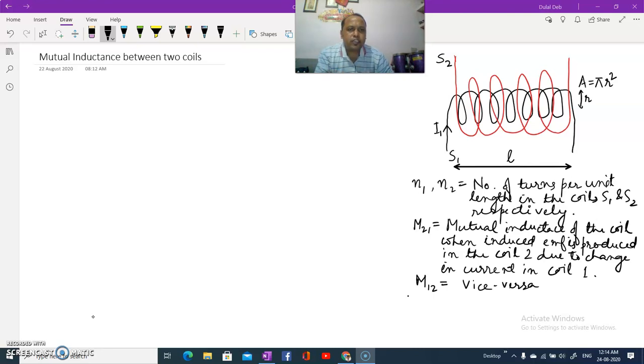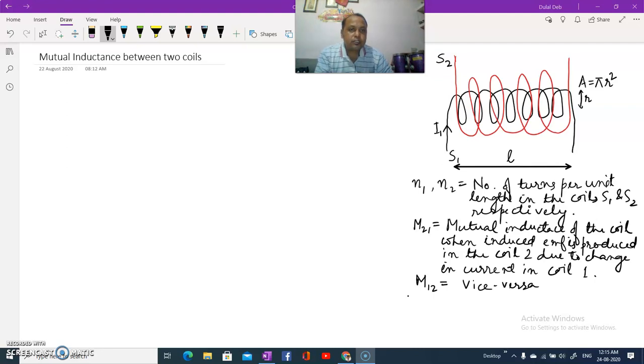First we are going to consider that current I1 flows through S1 and changes, because of which induced EMF is produced in S2. And in the second case we will consider current I2 flowing through S2 and changing, because of which induced EMF is produced in S1. In both cases we are going to calculate the value of mutual inductance.